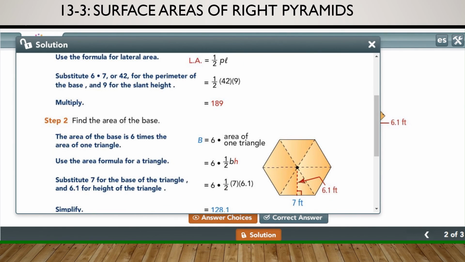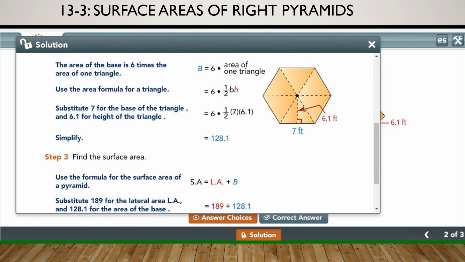Step 2 is find the area of the base. Remember, you're going to decompose this hexagon into 6 equilateral triangles. So we're just going to be focusing on this triangle here. 1/2 base times height is the area of that triangle. The base of that triangle is 7. The height of that triangle is 6 1/10. And then we have 6 equilateral triangles when you decompose a hexagon. So we end up getting 128 1/10 as our area of the base.